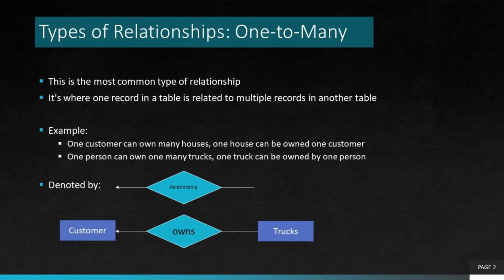Now, if you look carefully on the customer end where you have the arrow pointing, it has an ending. This is indicating that a truck can be owned by only one customer. Now when you look to the end of the truck, there is no arrow. This is indicating that the customer can own many trucks.